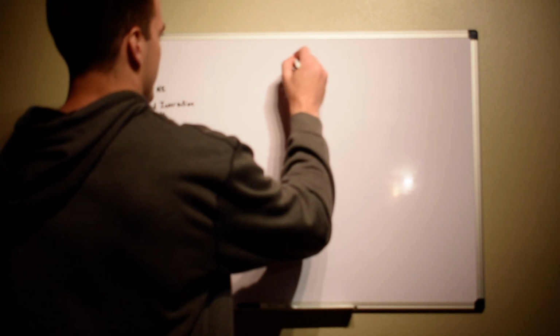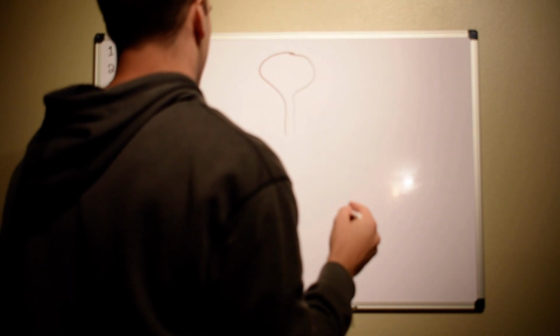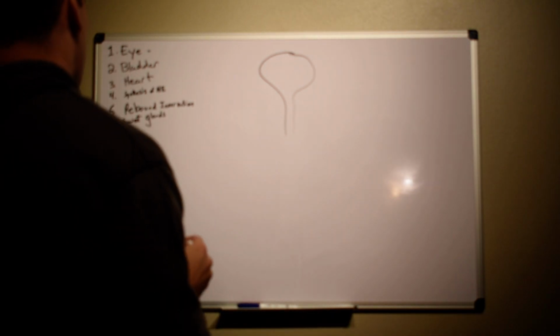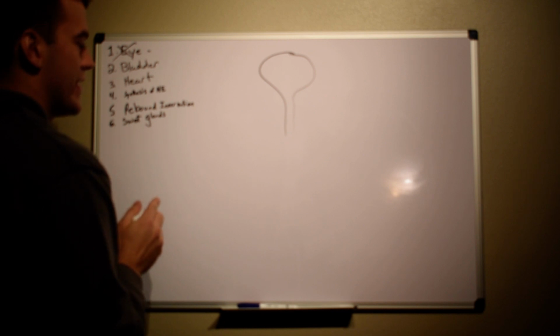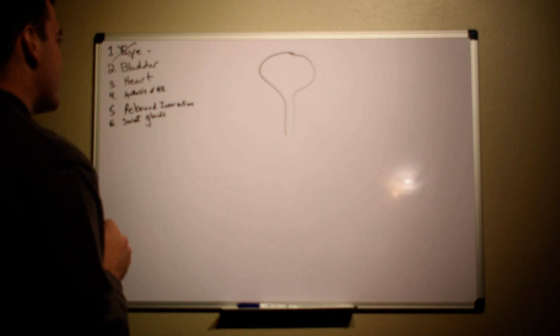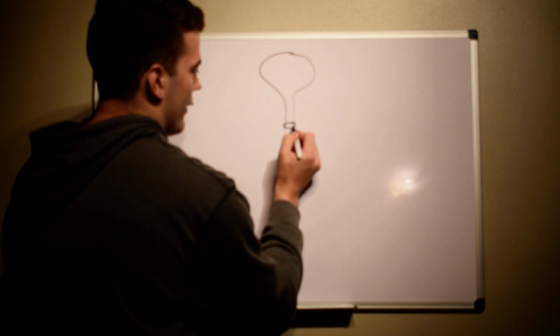Alright, so we've got the bladder next. Let me draw a bladder. Not good at drawing a bladder. So, we've got the eye done now. Our bladder is another good example of the many dual innervations of the autonomic nervous system. It's going to have two.